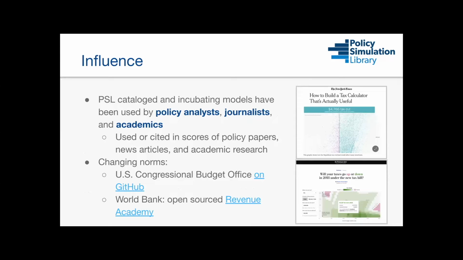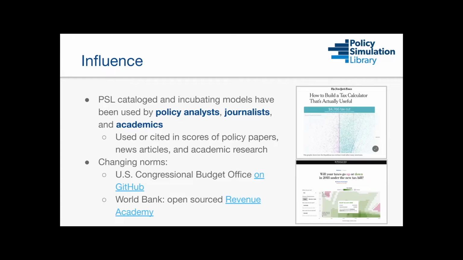I'd like to share a little bit about the influence the PSL has had. So projects in the library have been used by policy analysts, journalists, and academics. At this point, there have been scores of articles in news periodicals, as well as public policy papers, as well as academic journals, like articles appearing in the National Tax Journal or Public Finance Review, that have used models that are in the Policy Simulation Library. A couple of screenshots on the right-hand side here show one of the models in the library called Tax Calculator that was used for some analysis published in the New York Times, as well as in the Washington Post.